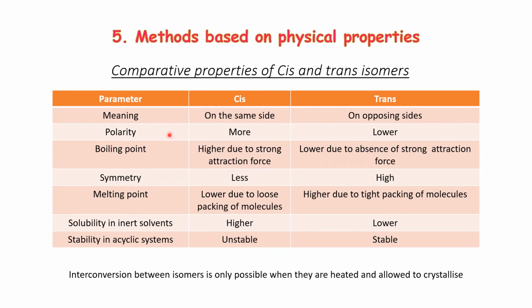Solubility, because they are polar, will be higher. In case of trans isomers it is lower, while for stability, again because they are on the same side, cis isomers are unstable, and trans isomers are stable because groups are far away. Now this is the comparison between cis and trans, and it is valid in most of the cases when groups are identical. This is comparative, meaning it is higher with respect to trans, not in general on the higher side. So this is all comparison.